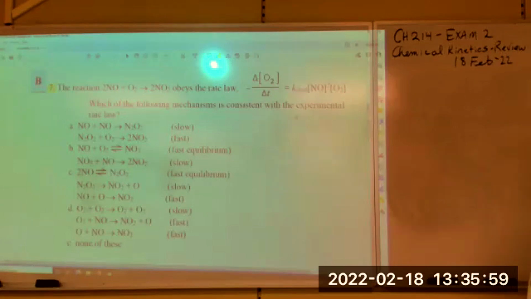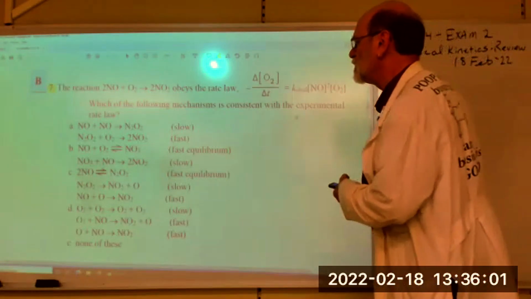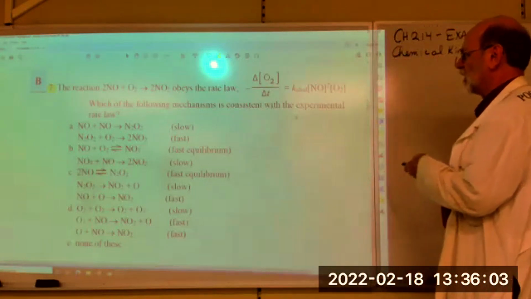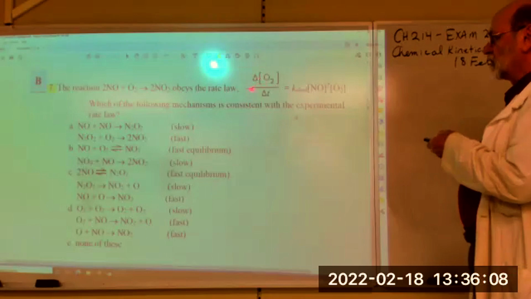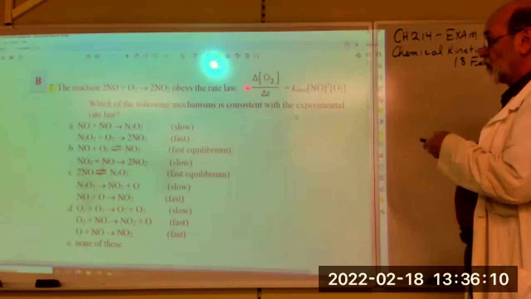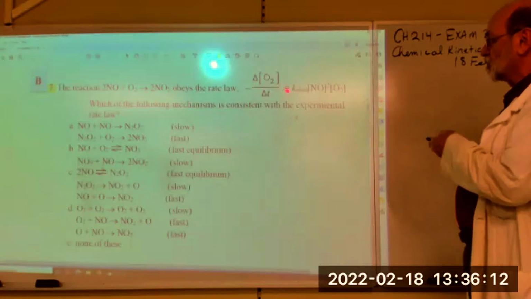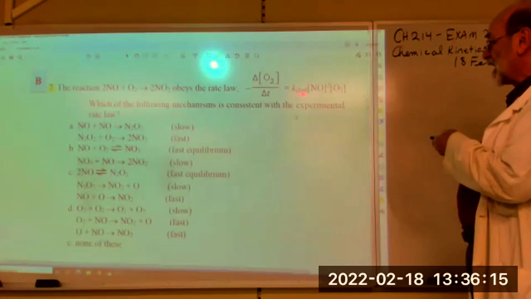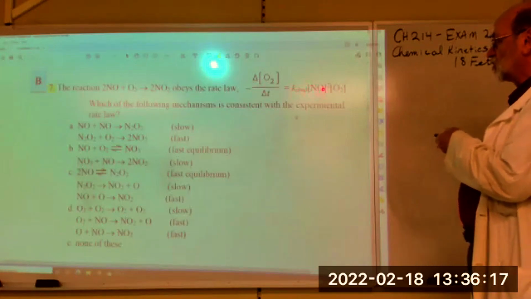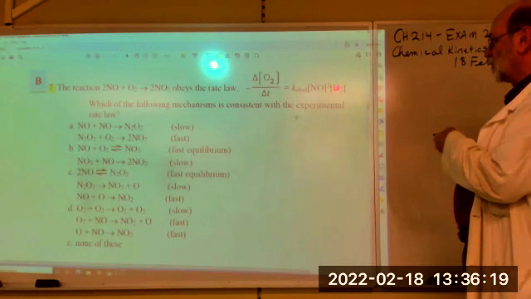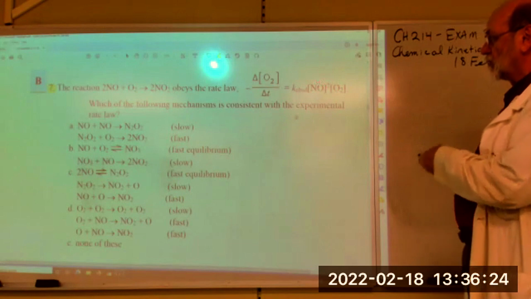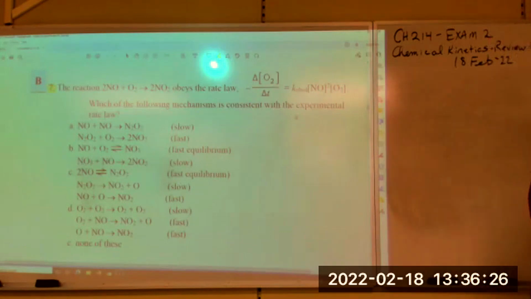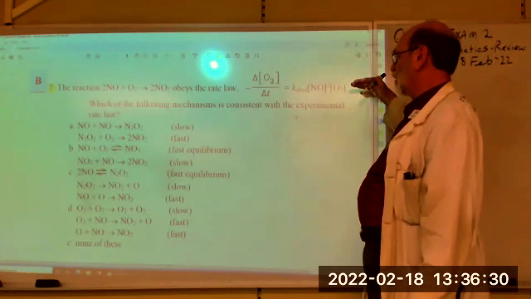Okay, this reaction, 2NO plus O2 yields 2NO2, obeys this rate law. So oxygen, the decrease of oxygen, that's what the negative is for. The change in oxygen is equal to some K value times NO to the second power times O2 to the first power. So it's first order for oxygen, second order for NO. Which of the following mechanisms will satisfy this experimentally determined rate law?